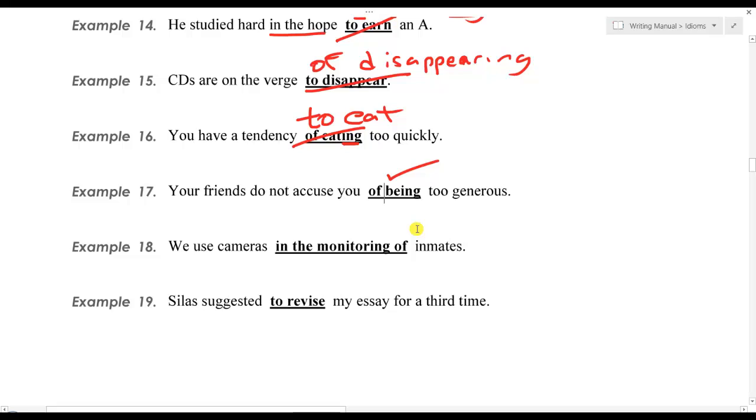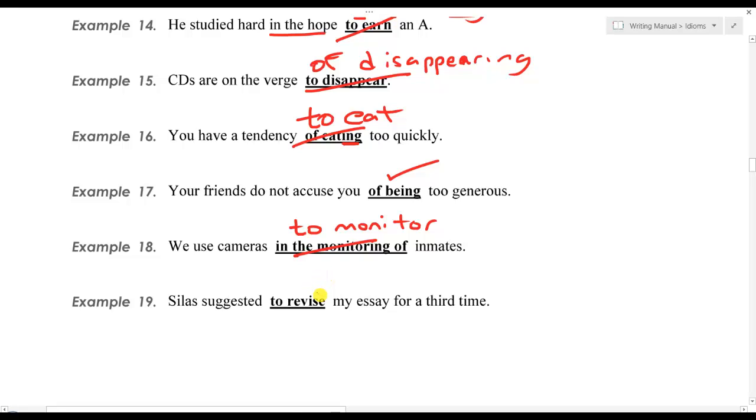Example 18, we use cameras in the monitoring of. No, we use cameras to monitor. Now, some students have pointed out that this is not really an idiomatic error. It is more of just a clunkiness or wordiness error, and indeed I actually tend to agree with them, but let's ignore that and move on to number 19.